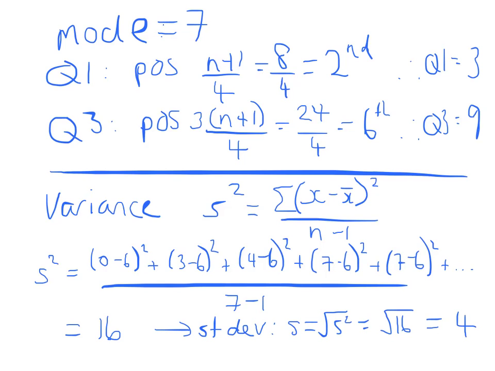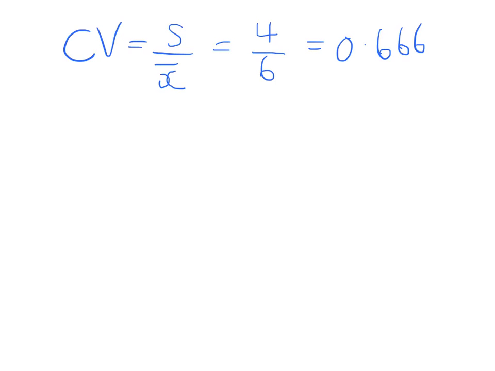Okay, so now we can work out our coefficient of variation. Go to a new screen. Now CV is just a way of turning standard deviation into a percentage of the mean. So it's just going to be S over mean. That gives us a decimal. We can multiply by 100 if we want to turn it into a percent. Now we've already worked out both of those figures. So standard deviation was 4, sample mean was 6. That gives us 0.6667. And if I multiply by 100, that's 66.67%. So that's our coefficient of variation.